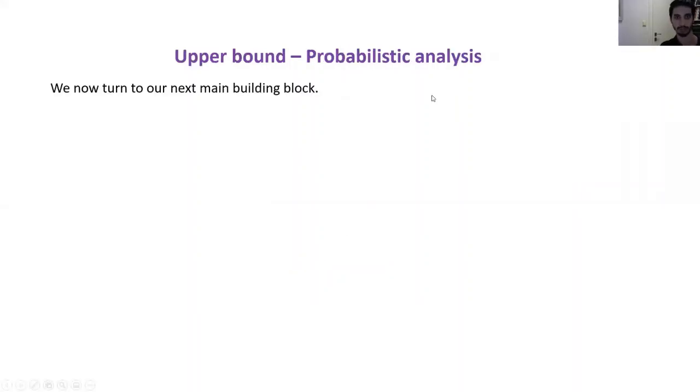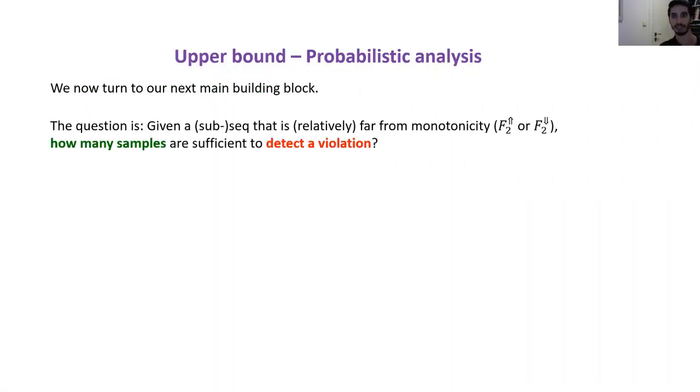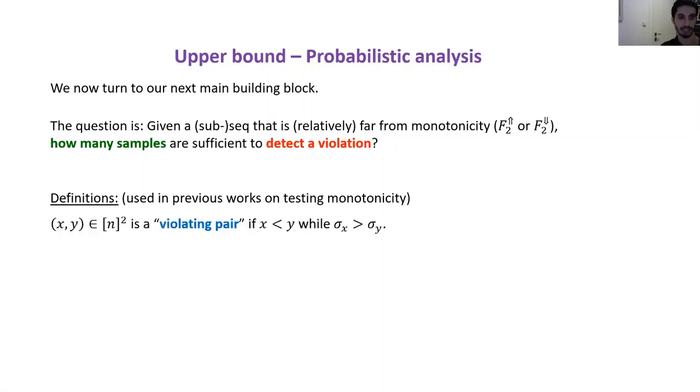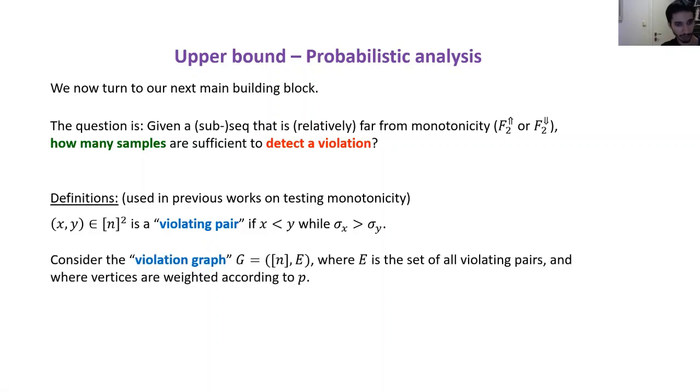We now turn to our next main building block, which answers the following question. Given a subsequence that is relatively far from monotonicity, how many samples are sufficient to detect a violation? We begin with some common definitions. First, a pair of indices x and y is called a violating pair if x is smaller than y, while sigma x is bigger than sigma y. Next, we consider the violation graph, where the indices of sigma are the vertices of the graph, and all the violating pairs are the edges of the graph. The vertices are weighted according to p.